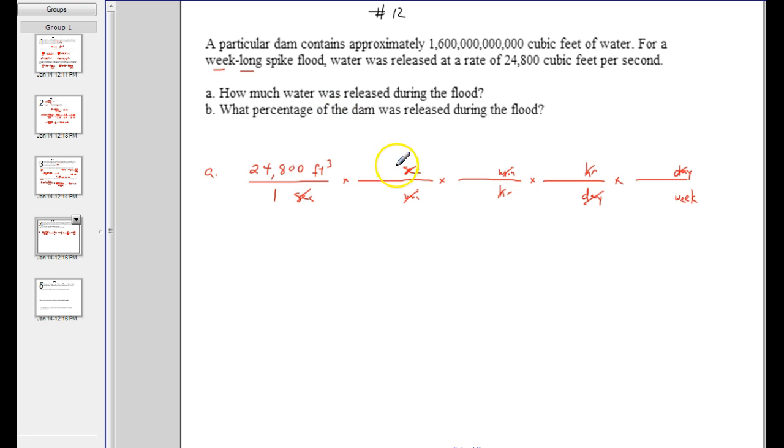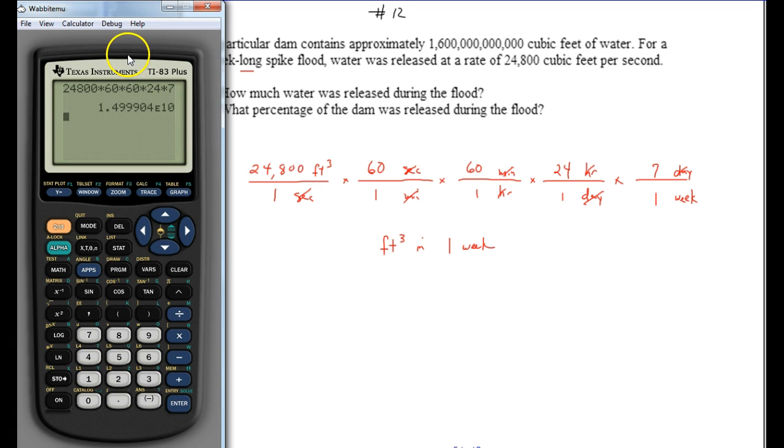So there are 60 seconds in a minute. There's 60 minutes in an hour. There are 24 hours in a day. And there are 7 days in a week. Notice everything on the bottom here is ones. So that means all we're going to do is multiply to get this cubic feet in a week. And I probably need a little bit more room than that. Alright, let's multiply that.